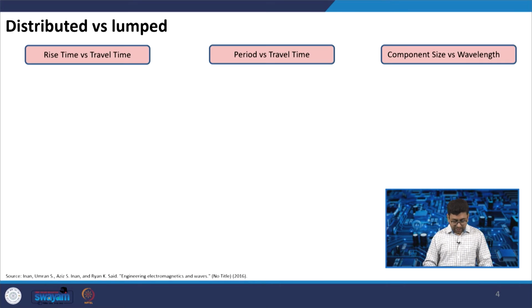So, if we want to define distributed versus lumped, there are three ways we can identify distributed versus lumped. The first is based on the rise time versus the travel time, that is, how much travel distance there is and what the rise time of your circuit is. Then you can also define it based on the period and travel time, and you can also define it based on the component size and the wavelength.